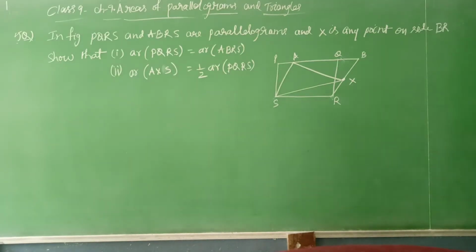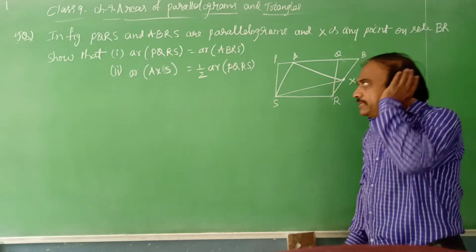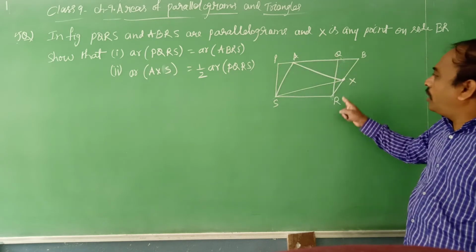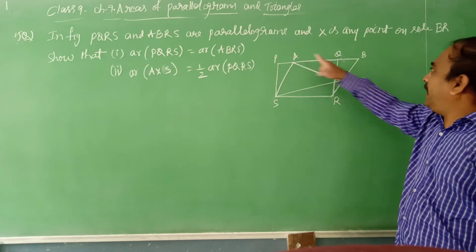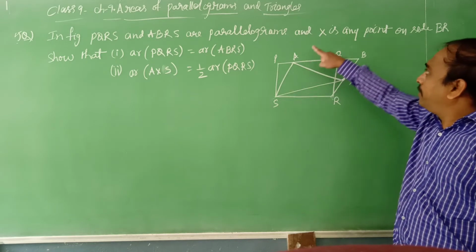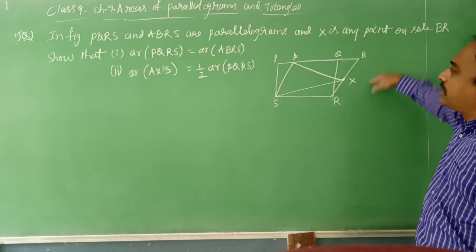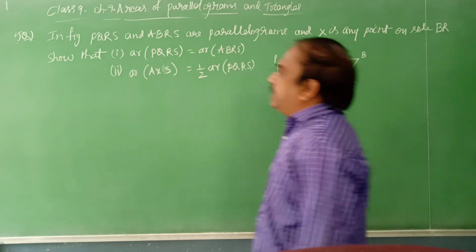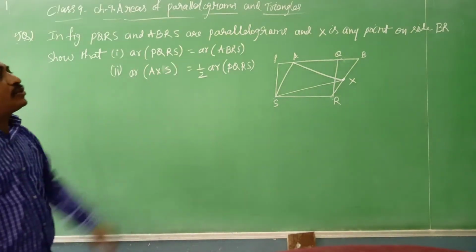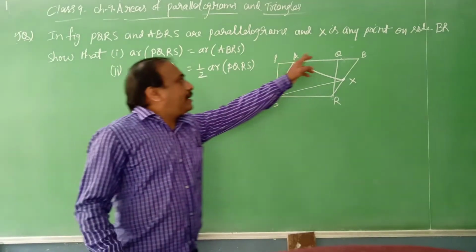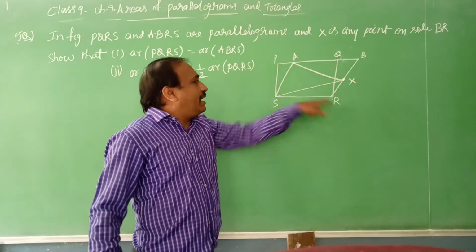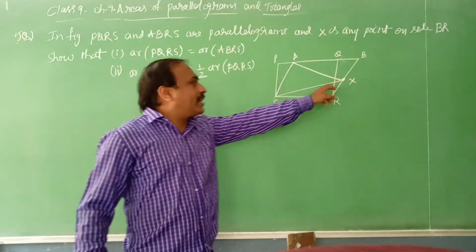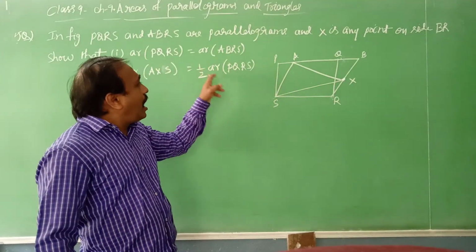Now see question number 5. In the figure, PQRS and ABRS are parallelograms. X is a point on side BR. Show that area of PQRS is equal to area of ABRS, and second, area of triangle AXS is equal to half of area of PQRS.